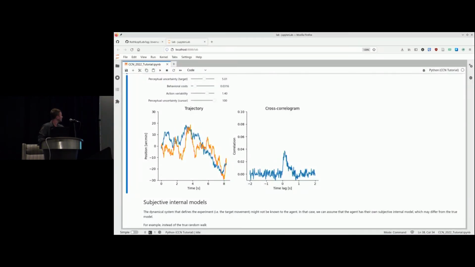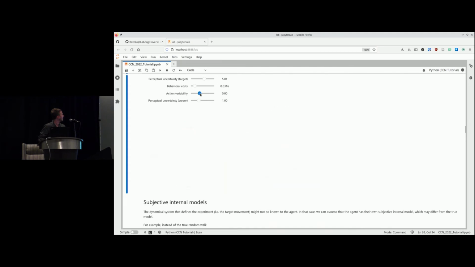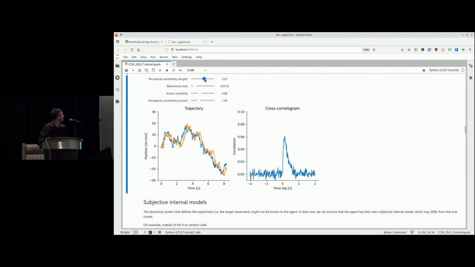So let me set these other parameters to more reasonable values again. If we now decrease the perceptual uncertainty, we get more accurate tracking because the agent has more accurate observations of the target. So that means that they can observe the target better, and they get a more accurate belief about the position of the target, and that means that they can track it more accurately. So you get higher correlations between the velocity of the state and the velocity of the cursor.